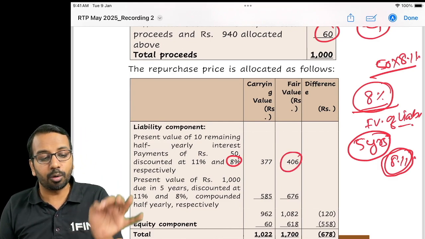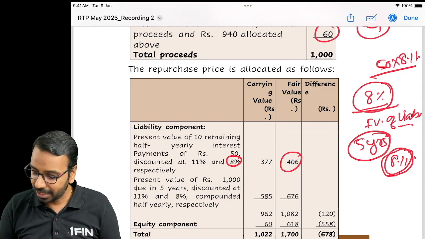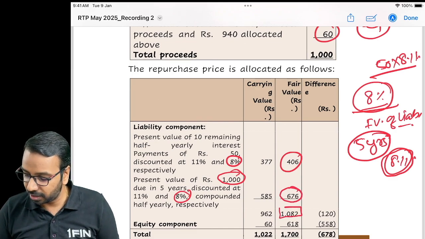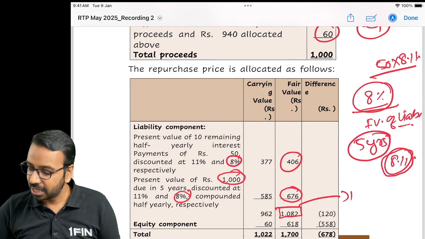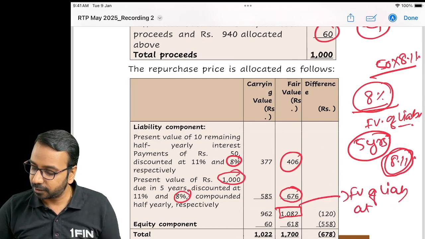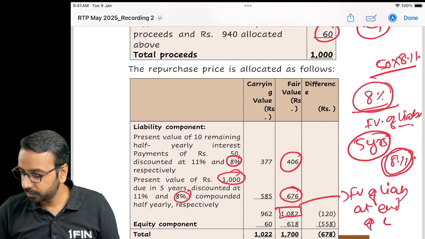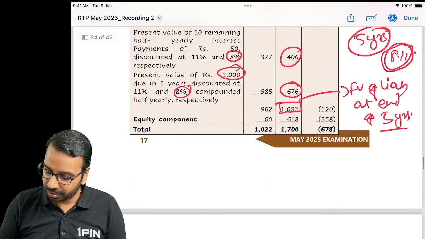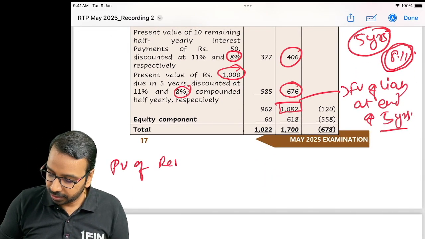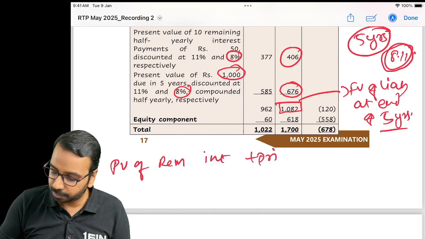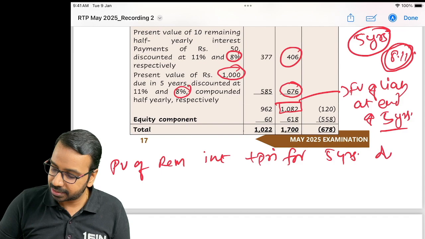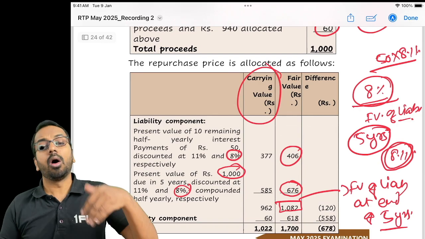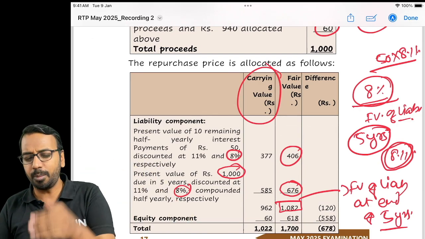This is the present value of the liability of interest component. Then, I also have to pay them this 1000 at 8%. The present value of that is 676. So, what is the total present value of the liability? 1082. This is the fair value of the liability at the end of 5 years, considering the 8% discount rate. What is my carrying amount? My carrying amount is the present value of remaining interest plus principal for 5 years discounted at 11%. If I do that, I get the carrying value. Or if you want, you can prepare the amortization schedule, but that is a longer process.